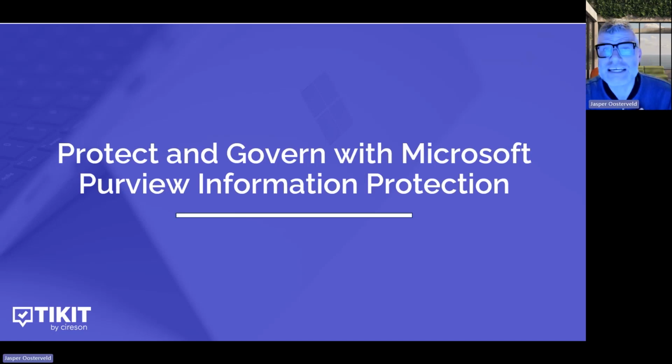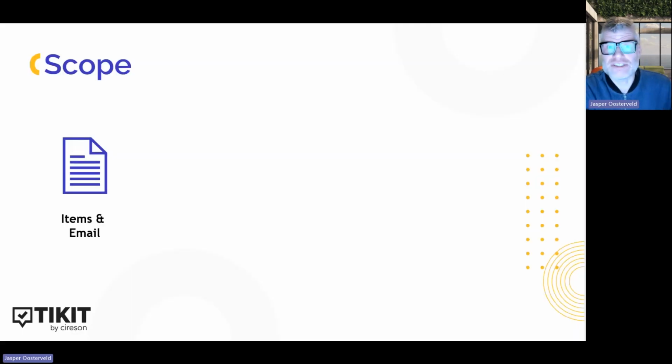Okay, now let's take a look at how you can protect your sensitive information with Microsoft Purview Information Protection. There is a certain scope applied to MIP. The first one is items and email, and items can be a PDF, maybe Word, or a PowerPoint presentation or Excel.